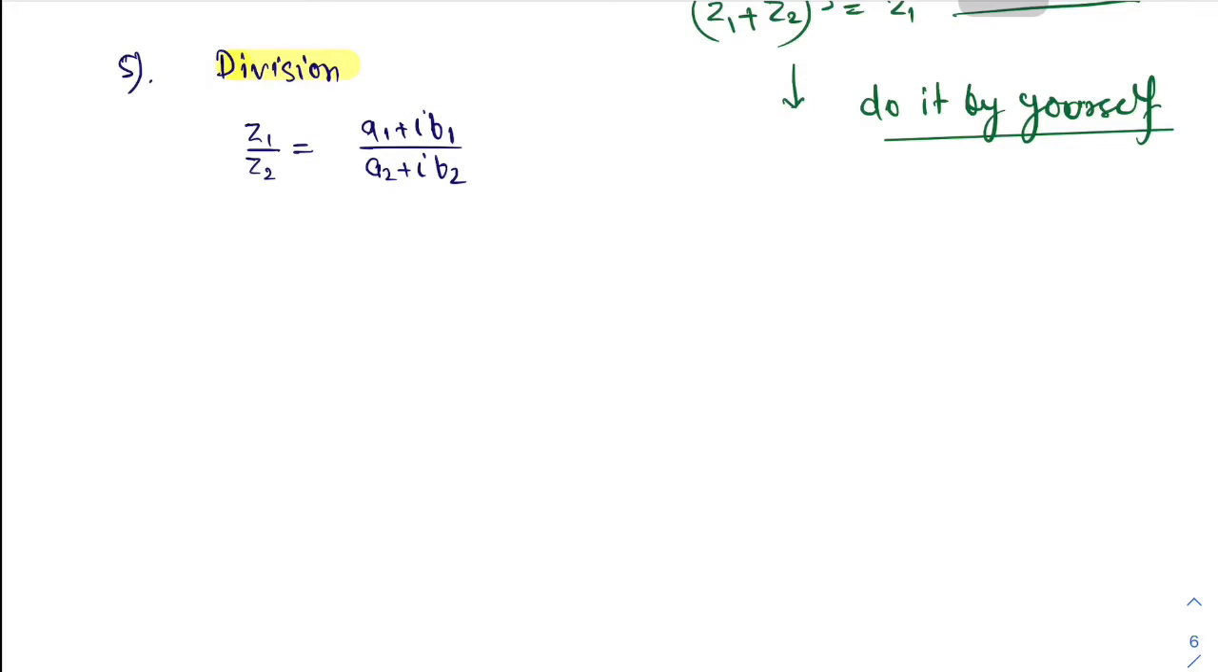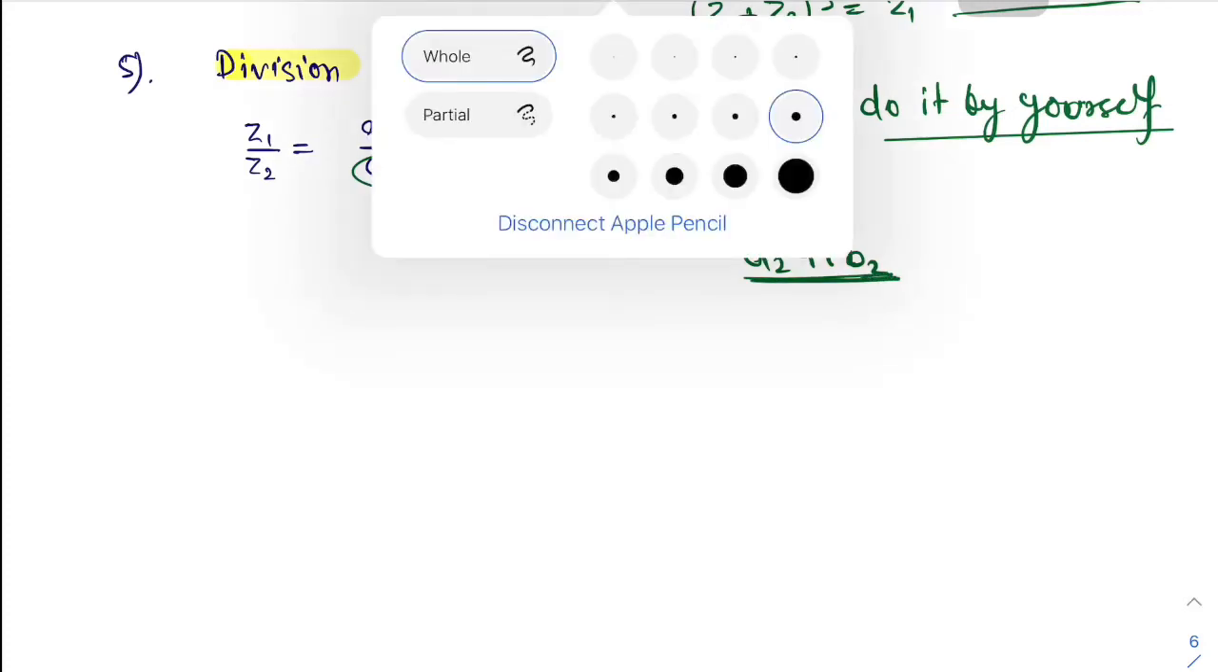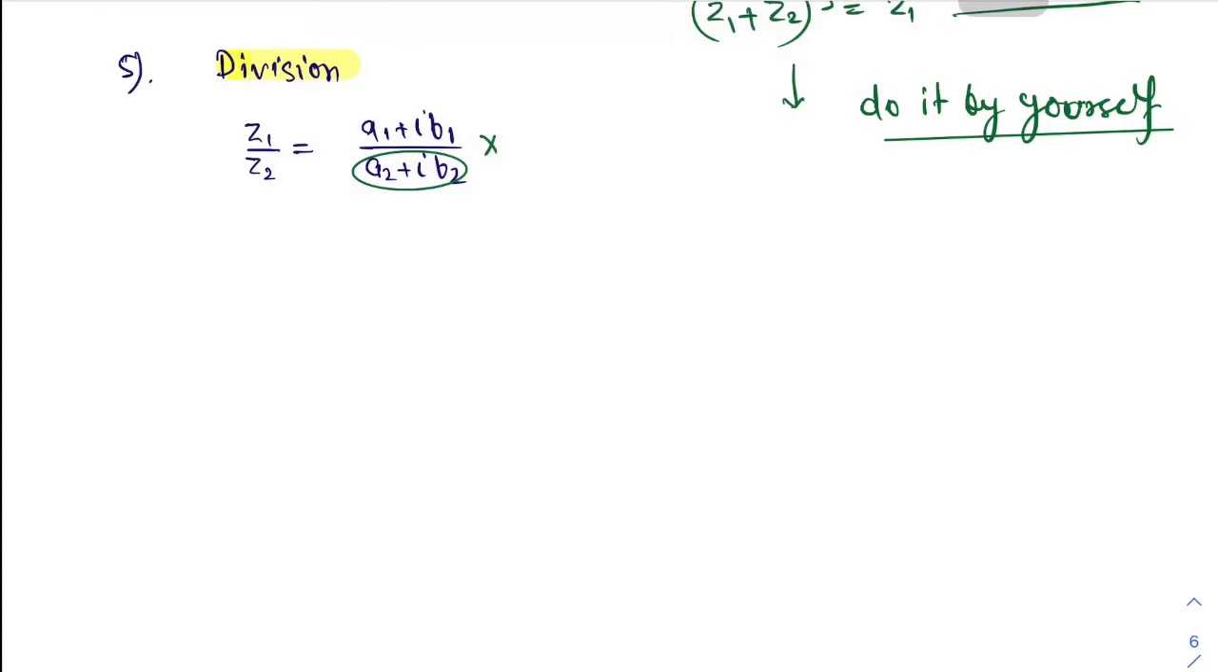Okay, so a1 plus iota b1 upon a2 plus iota b2. Okay, how do we do it? This complex number in the denominator is a2 plus iota b2. We will multiply both numerator and denominator by the conjugate of the denominator. What is conjugate?